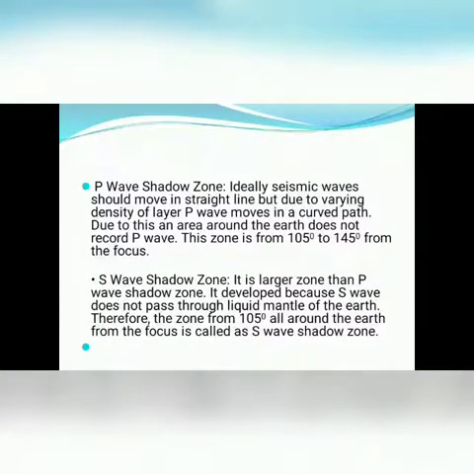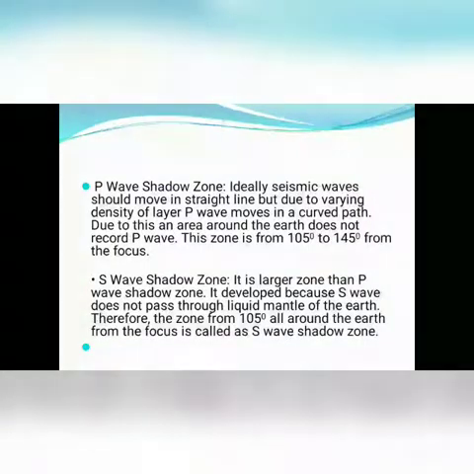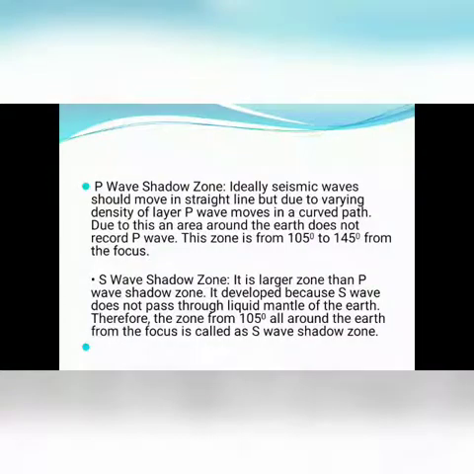Next is the P waves shadow zone. Ideally, seismic waves should move in a straight line, but due to the varying density of layers, P waves move in a curved path. Due to this, an area around the earth does not record P waves. This zone is from 105 degree to 145 degree from the focus.